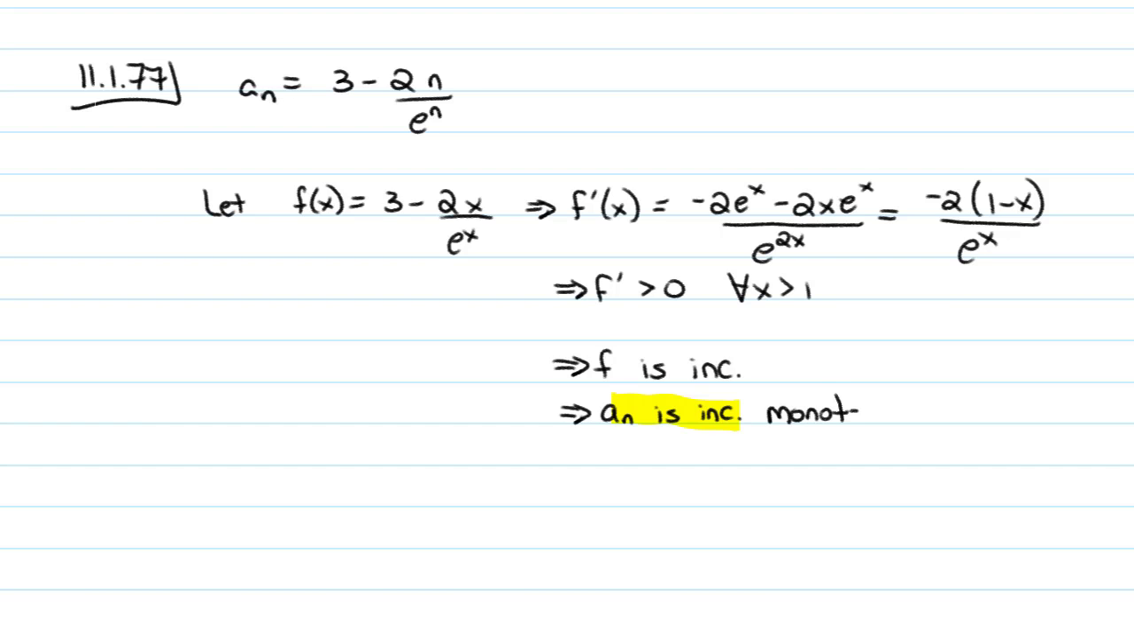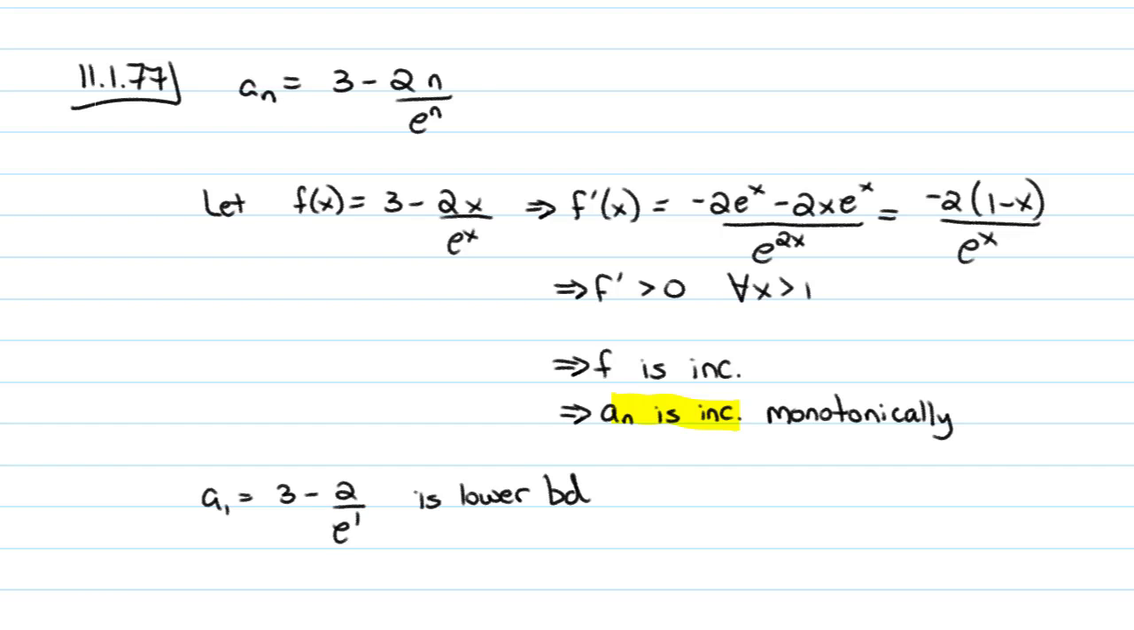And so now that I know that a sub n is increasing monotonically, I know that its lower bound will occur at its initial value, right? That's the lowest value. So a sub 1, which is 3 minus 2 over e to the first, is the lower bound. So it is bounded below.